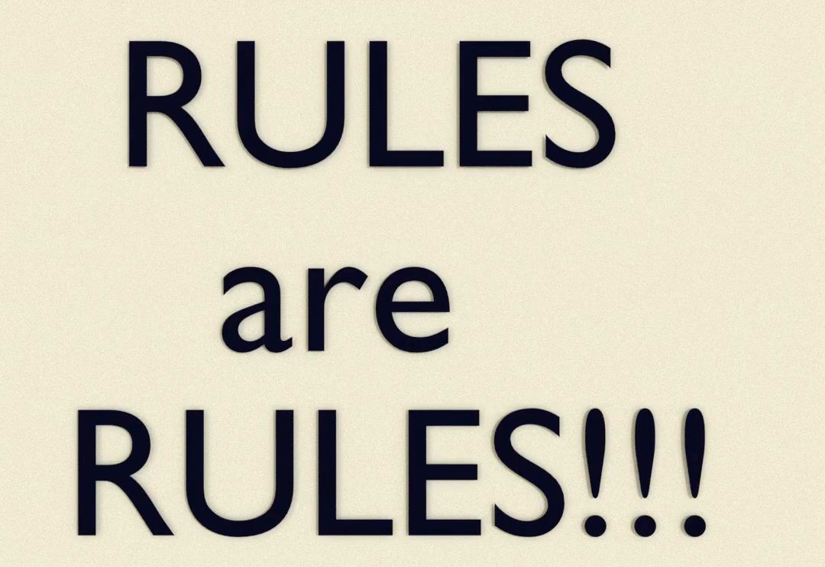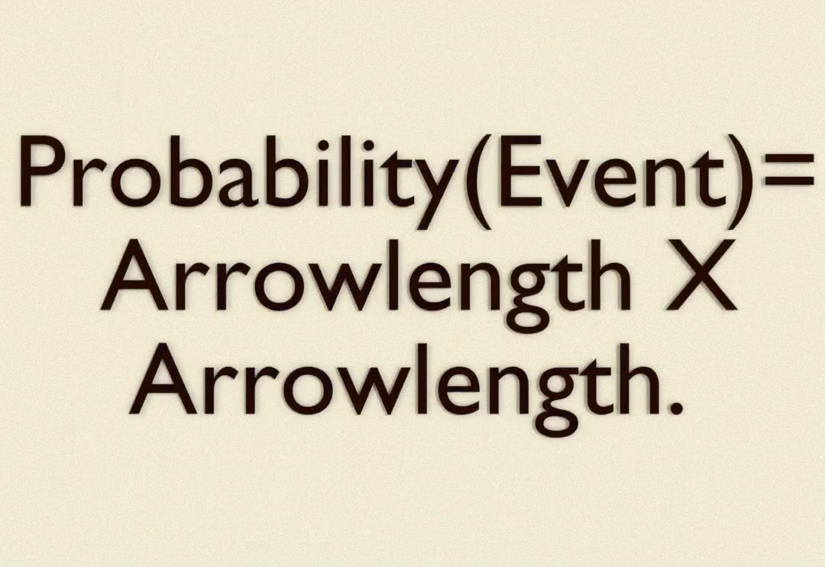If you don't like them, you'll have to go and play another game. This means you'll have to find some parallel universe somehow where the rules are more to your liking. We cannot change the rules, that's what rules mean. You cannot change them. And finally, the probability that an event occurs is the square of the length of the corresponding arrow. That's it. See you next time.